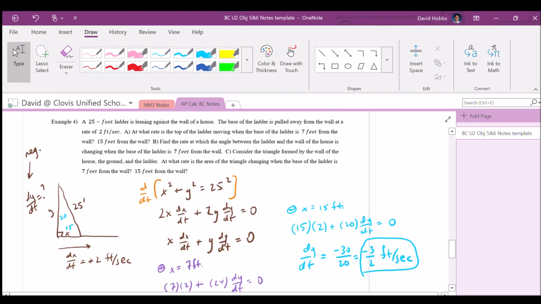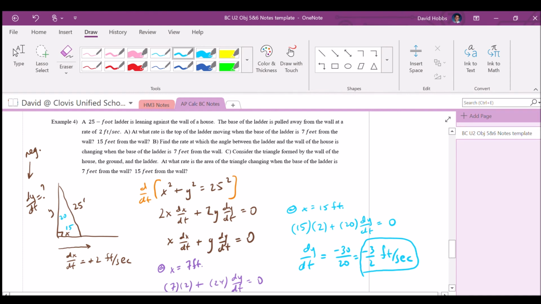Okay, part B. I know these notes are long, but really they are notes for two objectives on the same topic, so just consider these two sets of notes. Part B: find the rate at which the angle between the ladder and the wall of the house is changing when the base of the ladder is 7 feet from the wall.